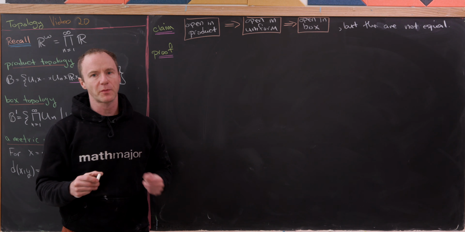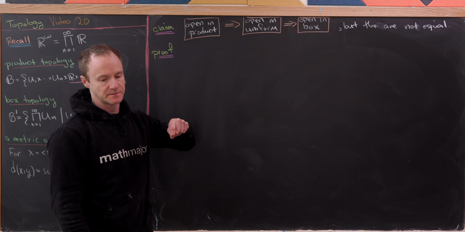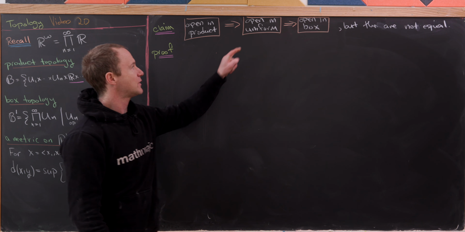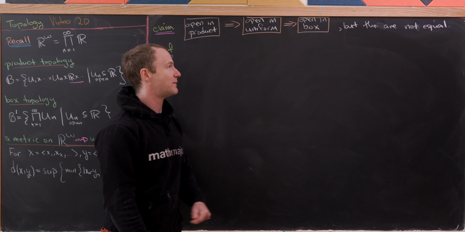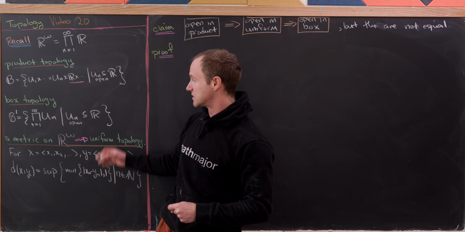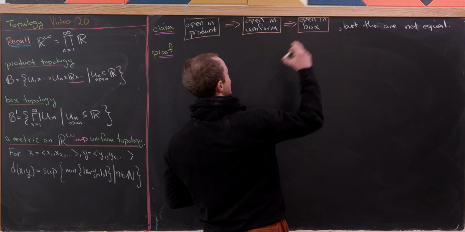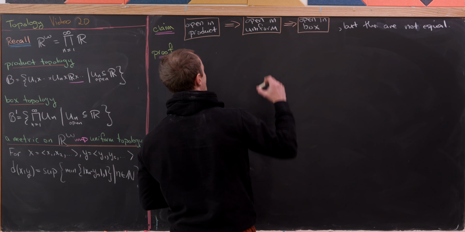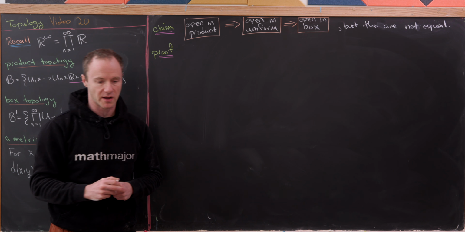Okay, so now we're going to prove a pretty classic result, and that is if we have an open set in the product topology, then that set is open in the uniform topology. And then if we have an open set in the uniform topology, then that open set is open in the box topology. But then we'll also show that all of these topologies are different. So that means that we'll also show that we can find a set that's open in box that is not open in uniform. And we'll also find a set that's open in uniform that is not open in product.